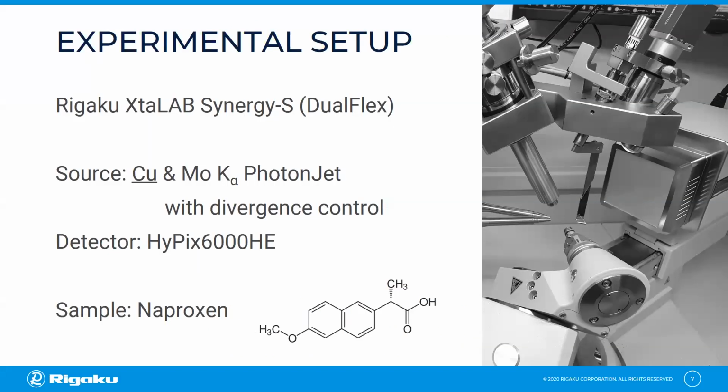All data we discuss stem from a Rigaku XRD SynergyS system. We used the kappa source of a dual flex system with kappa and molybdenum photon jet sources. The radiation source is also equipped with the dynamic divergence control. As the detector, we used the HyPix 6000 HE hybrid photon counting detector. As sample, we use naproxen, an anti-inflammatory drug.